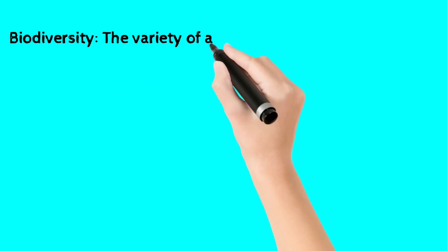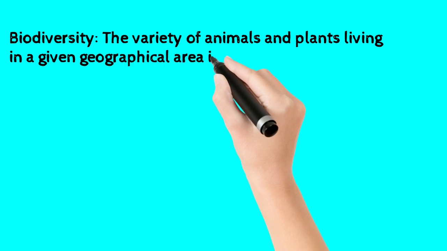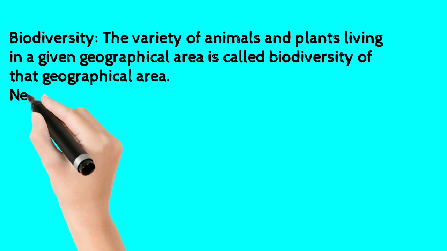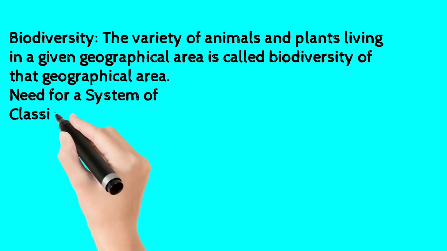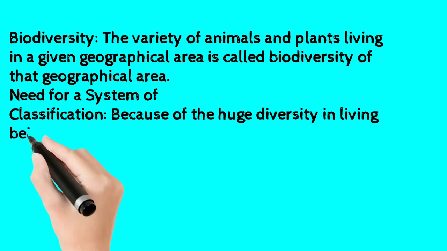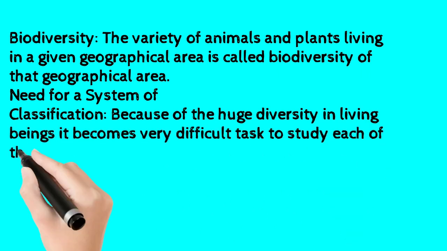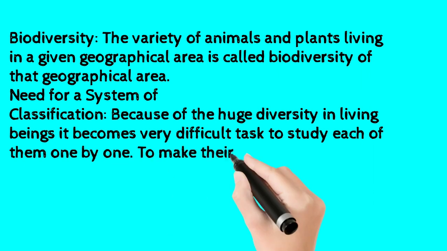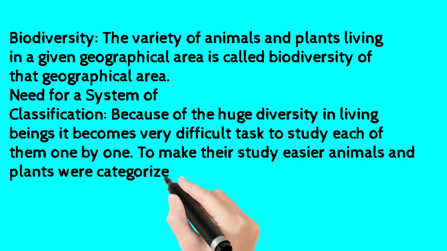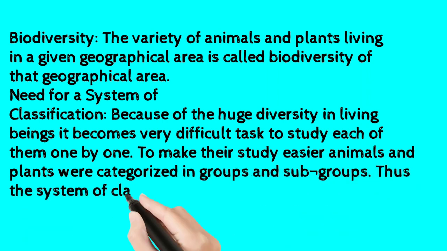Biodiversity. The variety of animals and plants living in a given geographical area is called the biodiversity of that geographical area. Need for a system of classification. Because of the huge diversity in living beings, it becomes a very difficult task to study each of them one by one. To make their study easier, animals and plants were categorized in groups and sub-groups. Thus the system of classification started.